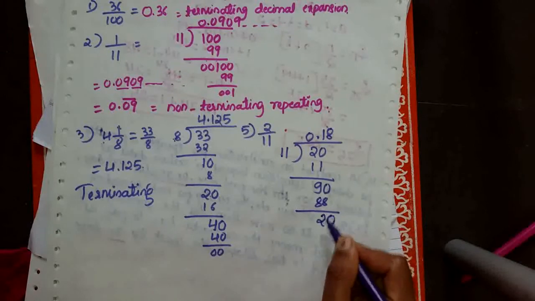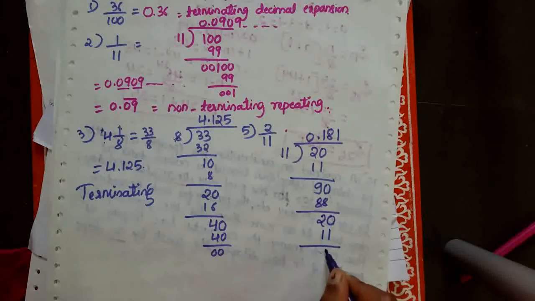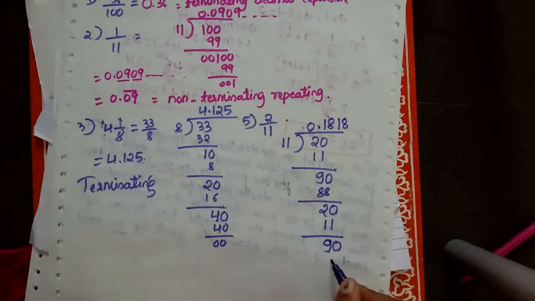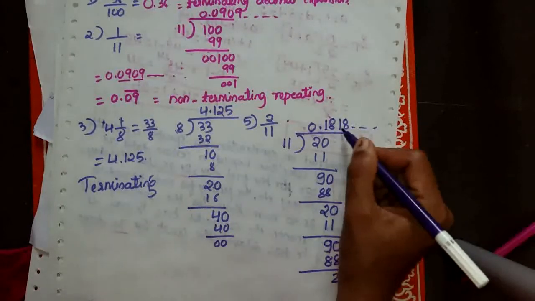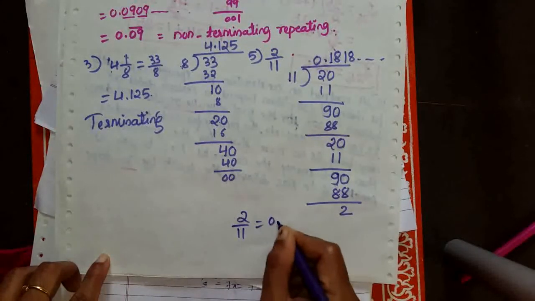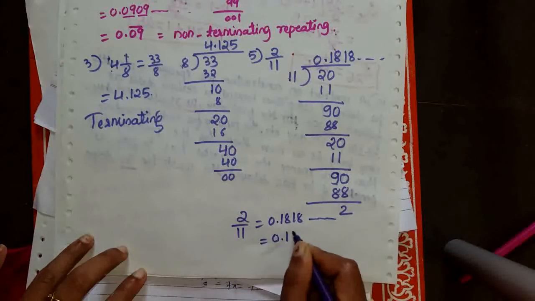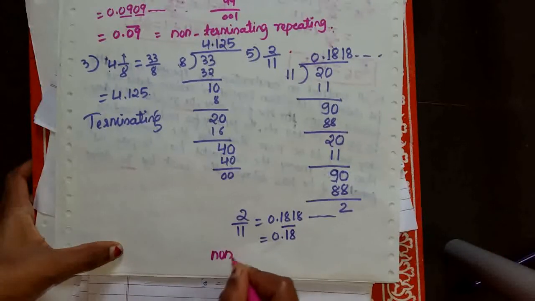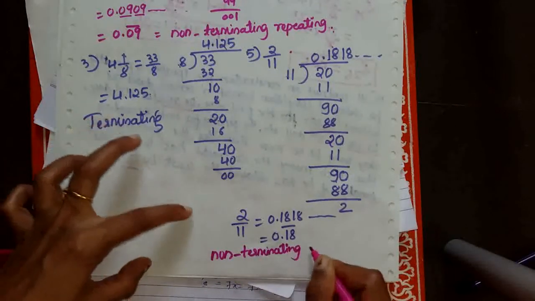Again 0. So again 11 ones are 11. So again we remain with 9. Take 0. 11 eights are 88. Again we remain with 2. The process is repeating here, that is 1 8 1 8 repeating. So 2 by 11 is 0.1818 and so on. That is, 18 repeating, which can be written as 0.18 with a bar. So that's why this is called non-terminating and repeating.